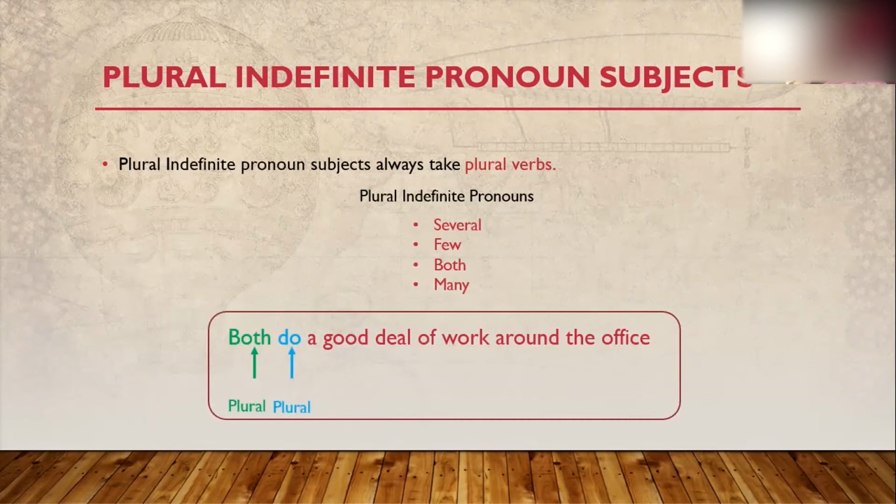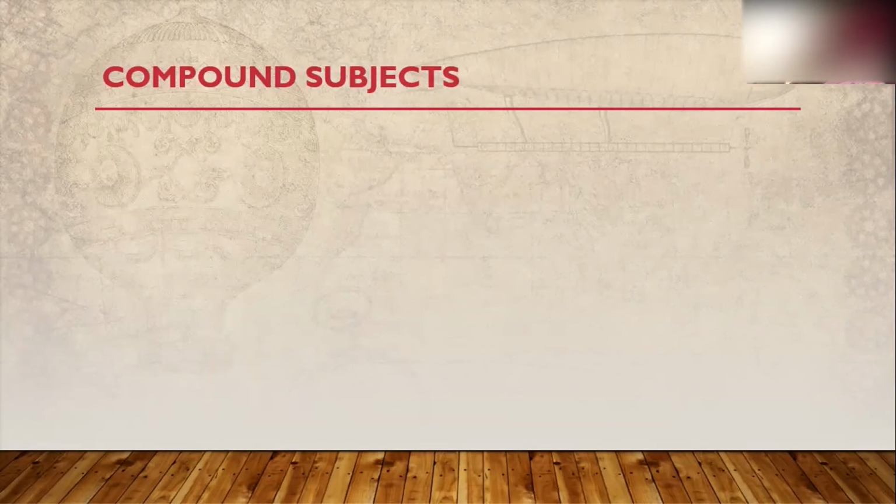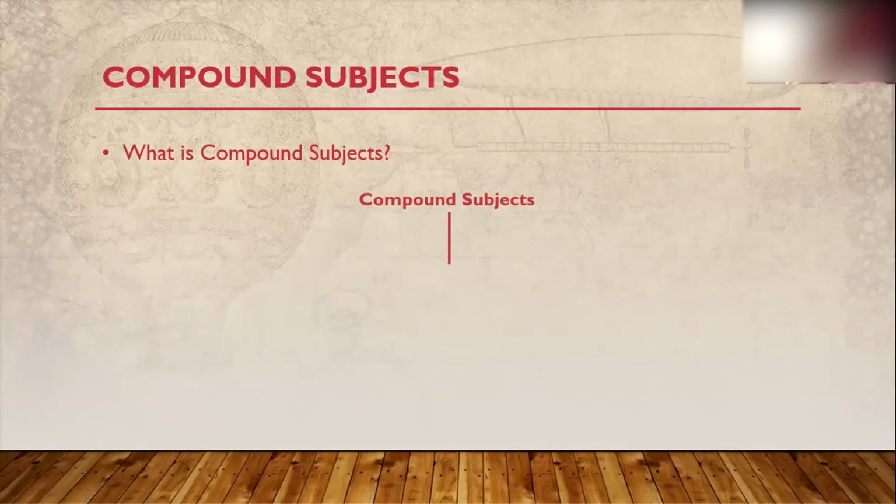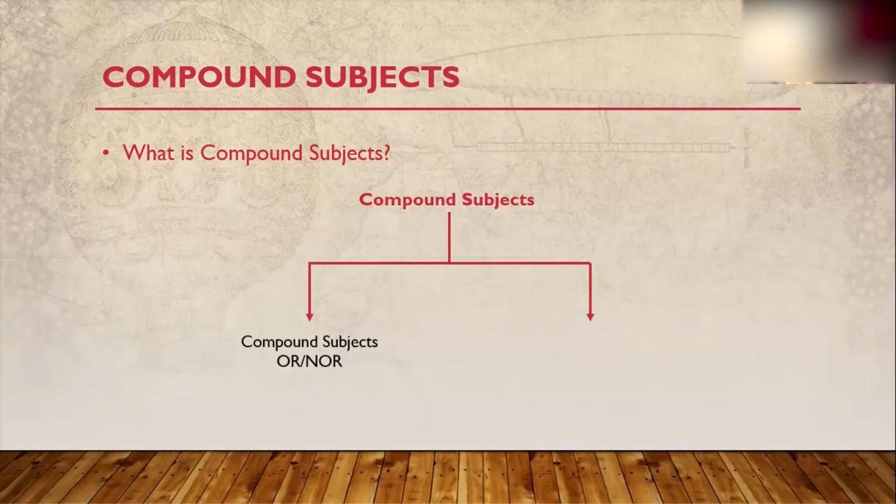Thanks, Amar, for handing it over to me. Now we will further discuss our topic: compound subjects. What is a compound subject actually? A compound subject is two or more individual noun phrases coordinated to form a single longer noun phrase. Compound subjects are further classified into two types on the basis of joining conjunctions. The first one is compound subjects joined with or, nor. The second and last one is compound subjects joined with and.